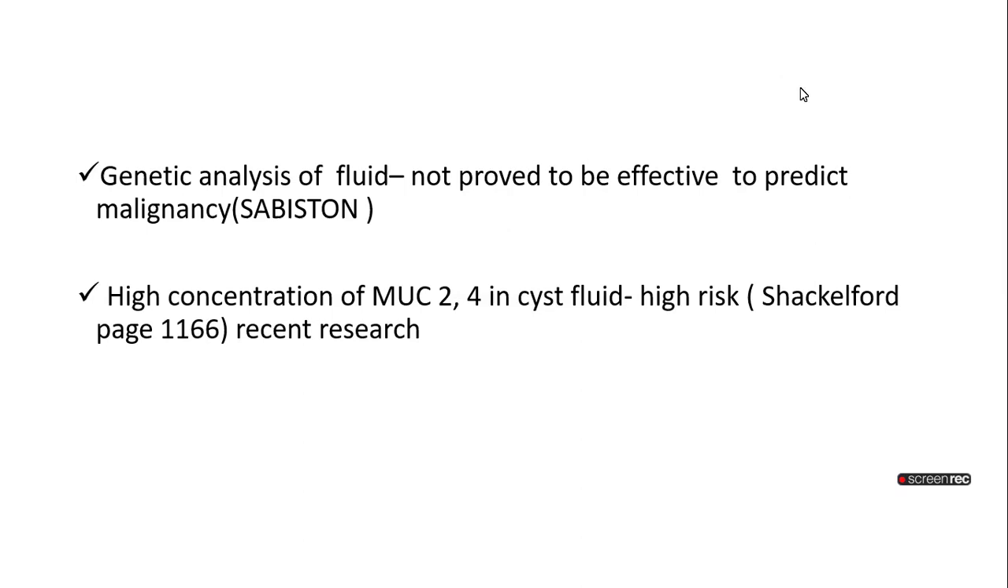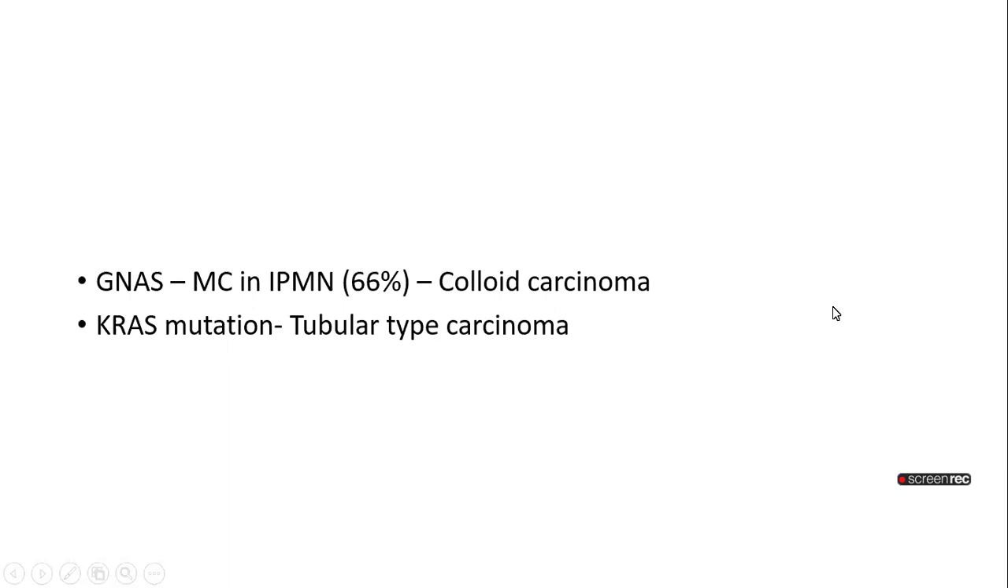Next point is genetic mutations. GNAS mutation is the most common mutation in IPMN, around 66%, which is mostly associated with colloid type of malignancy. So GNAS associated with the colloid type of malignancy, that is mentioned in Blumgart. And KRAS mutation usually associated with the tubular type of carcinoma. So most common genetic mutation is GNAS, okay.